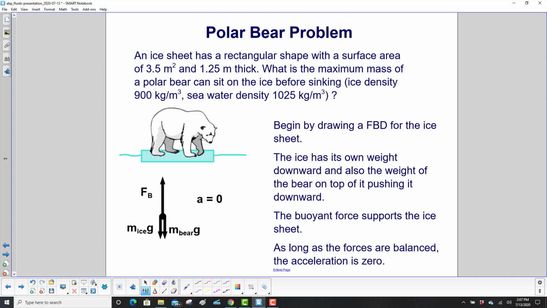Begin by drawing a free body diagram. They never seem to go away, do they? For the ice sheet, the ice has its own weight downward, that's this term here, and also the weight of the bear on top pushing it down. The buoyant force supports the ice sheet. As long as the forces are balanced, the acceleration is zero.